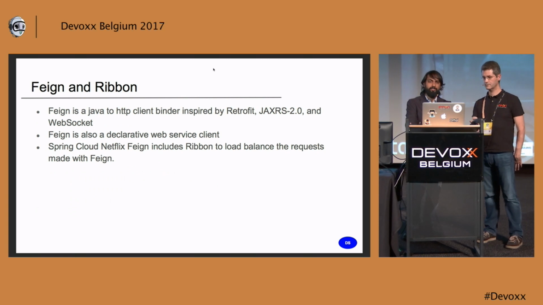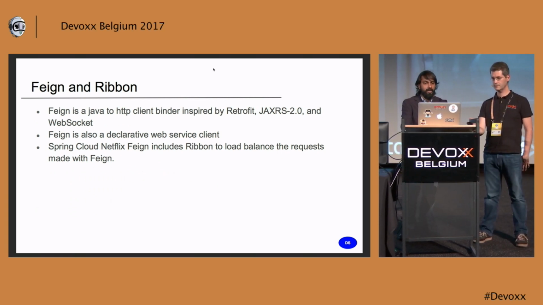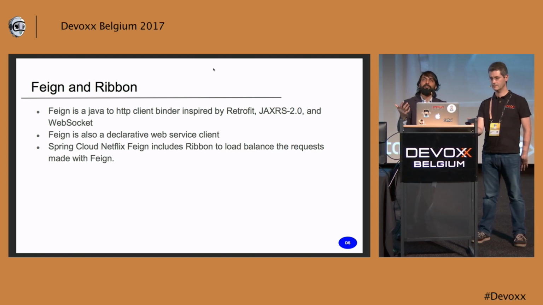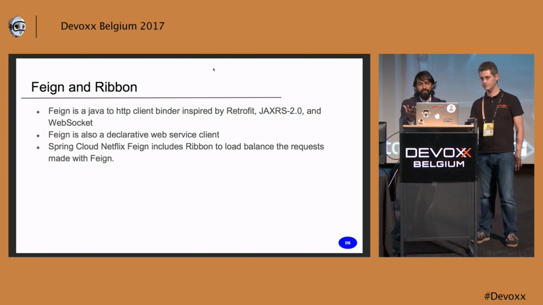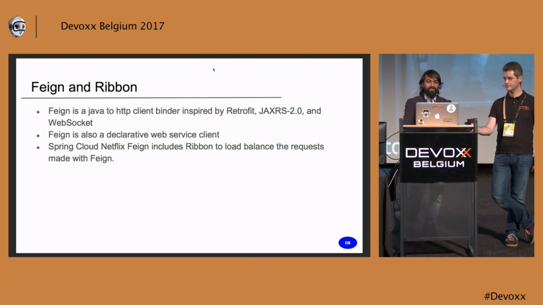Then we have Feign and Ribbon, which are other two important parts from Netflix. So Feign is a Java to HTTP client binder. So it was inspired by Retrofit and JAX-RS2, and of course WebSocket. It has to be. So it is a declarative web service client. So you can also use it like a typical web service client to talk to your microservices as well. Spring Cloud Netflix Feign, which is a wrapper on top of it, also adds Ribbon, which is convenient.